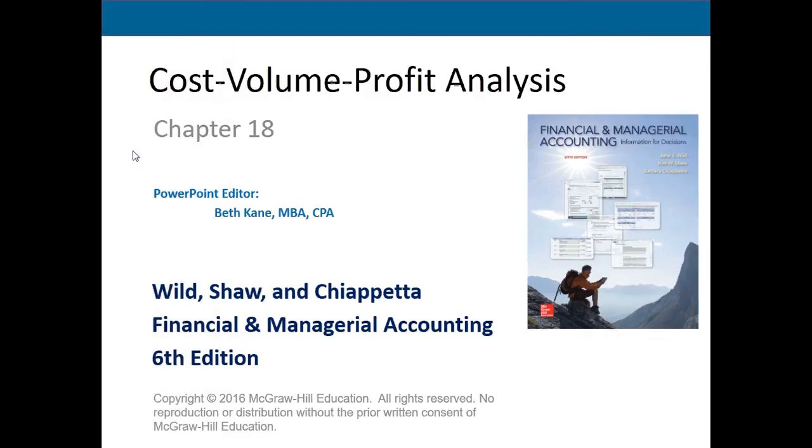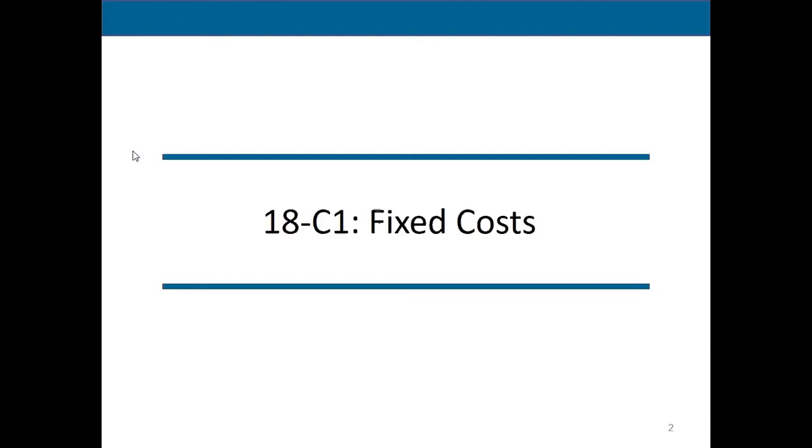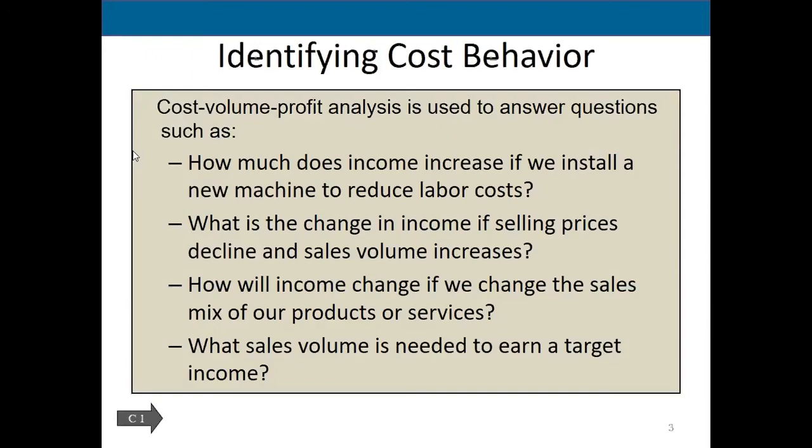All right, let's talk about cost volume profit analysis. One of the very first things that we learned in this session was that there are different ways that we can classify costs. The first way that we talked about, in fact, was how to identify cost by its behavior. We also talked about being able to identify cost by its traceability and also by its function. Here we're talking more about identifying cost by behavior than anything else.